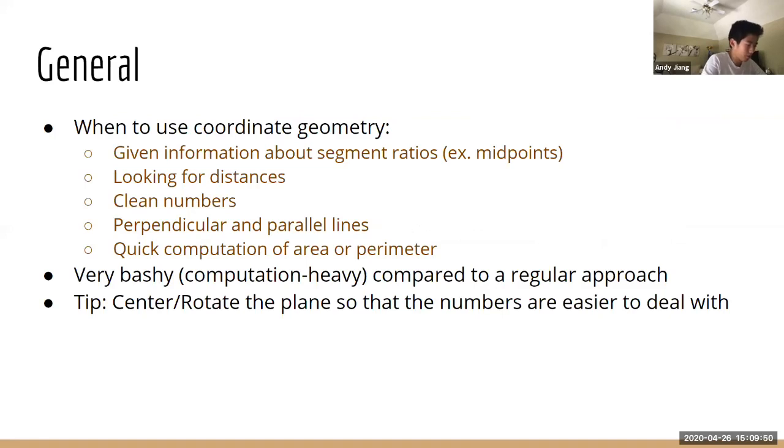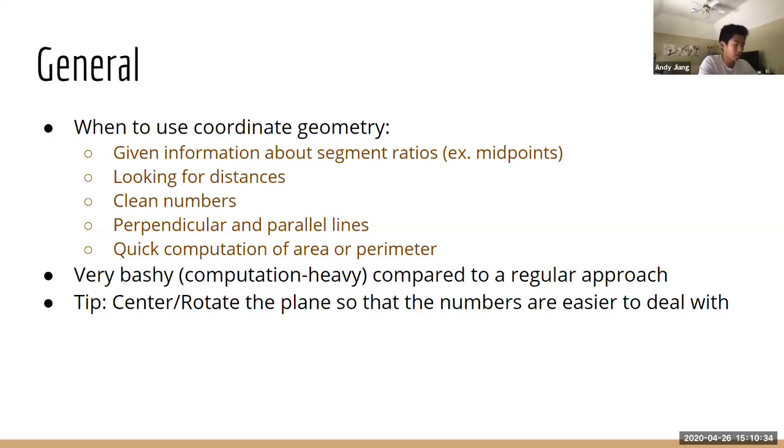All right, so when do we use coordinate geometry? Typically when we're looking at segment ratios, we want to use it if we can't use similar triangles or mass points. If we're looking for distances, then finding the distance between 2 points is going to be easy if we have clean numbers, and by clean numbers, I also mean clean diagrams. So we don't want random angles in our diagram. We want right angles and all that. We want perpendicular and parallel lines because we can use slope to relate those. And we could use it if we're looking for the area or the perimeter fast.